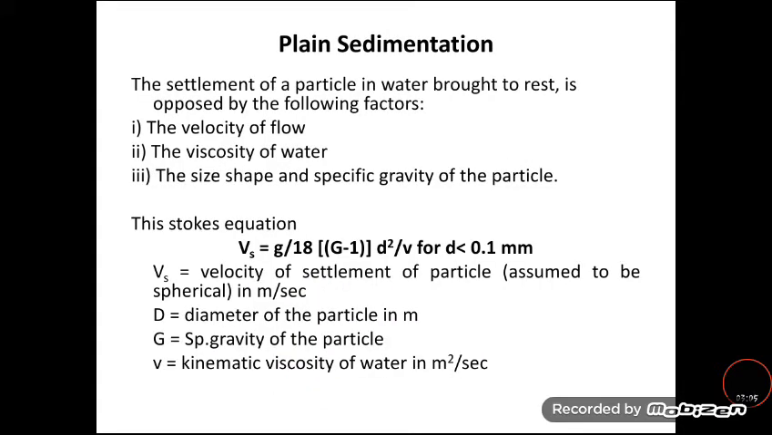Then, the settlement of the particle in the water, while it is brought to rest, is opposed by the following factors: the velocity of flow, the viscosity of the fluid, the size and shape of the particle, and the specific gravity of the particle. This is the Stokes equation, which is used to calculate the velocity of the settled particle, that is V suffix s. It can be calculated by using the formula by substituting the diameter, specific gravity and kinematic viscosity of the particle.